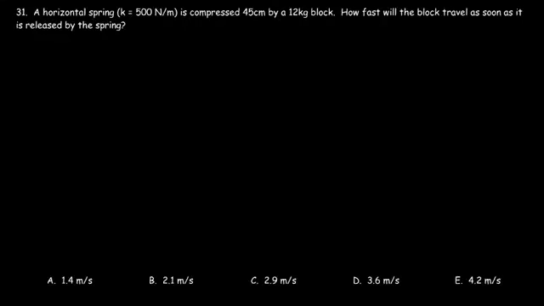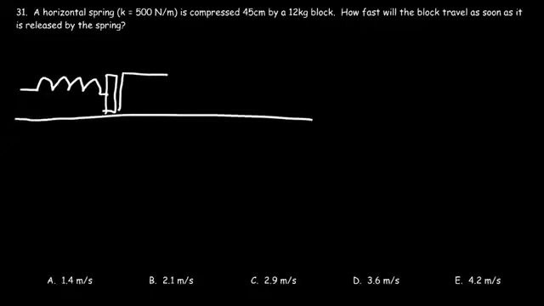31. A horizontal spring is compressed 45 centimeters by a 12 kilogram block. How fast will the block travel as soon as it is released by the spring? Well, let's draw a picture. So let's say this is the spring. And let's say there's a block attached to it. So right now the spring is compressed. And this is a 12 kilogram block.